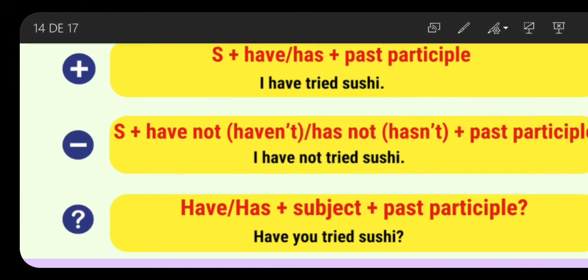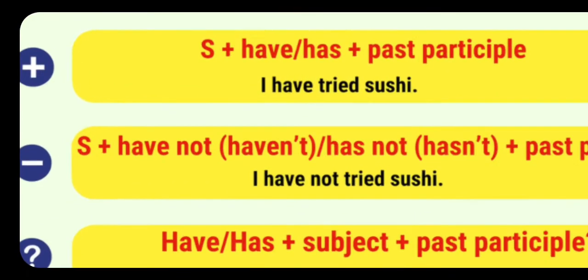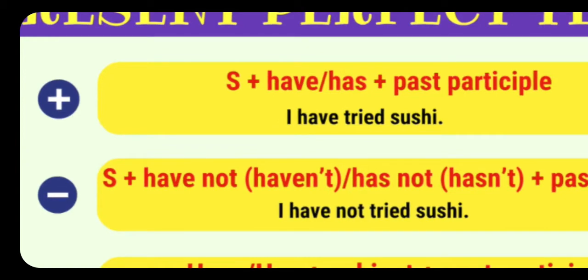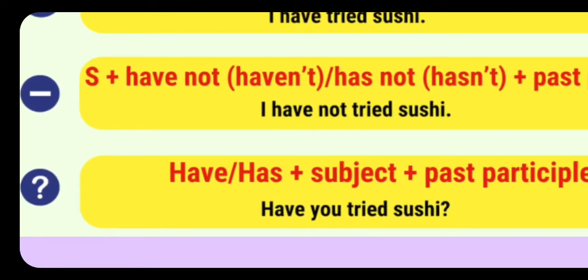Okay, let's take a look at the positive or affirmative form in the present perfect. The structure is subject, plus have or has, depending on the subject, plus past participle. For example, I have tried sushi. You use have or has depending on the subject. Remember, if it is he, she, or it, you must use has.